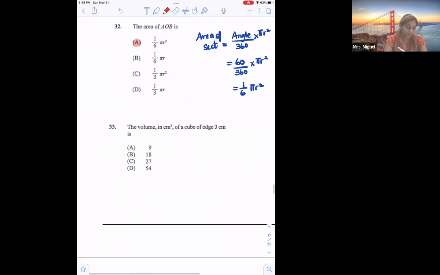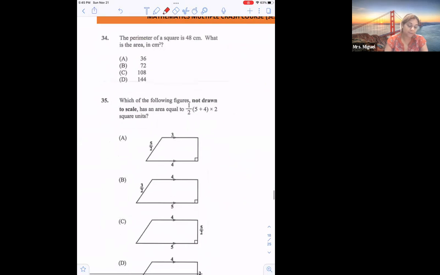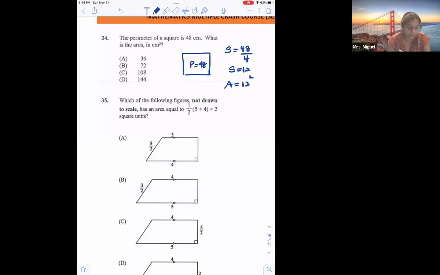The volume of a cube whose edge is 3 cm. So side by side by side is volume: 3 by 3 is 9, by 3 is 27. Number 34, the perimeter of a square is 48. This is the square. The perimeter is 48. So the length of one side will be 48 divided by 4, which is 12. Area is side squared, 12 squared, which is 144.